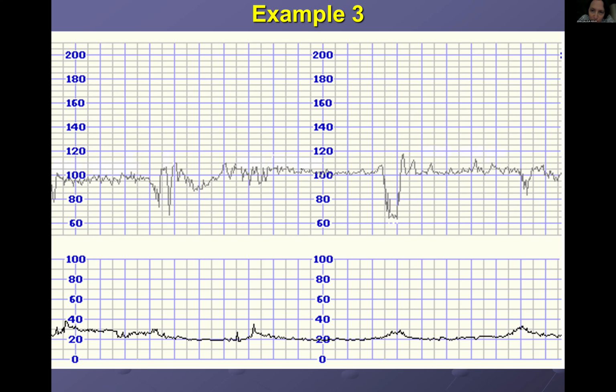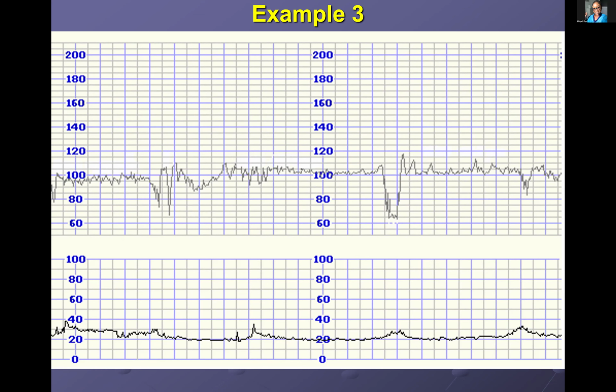So your overall assessment and plan, what would it be, Abigail? Yes, Prof, with my judgments, I would say we need to expedite delivery, looking at the FHR and the variability.